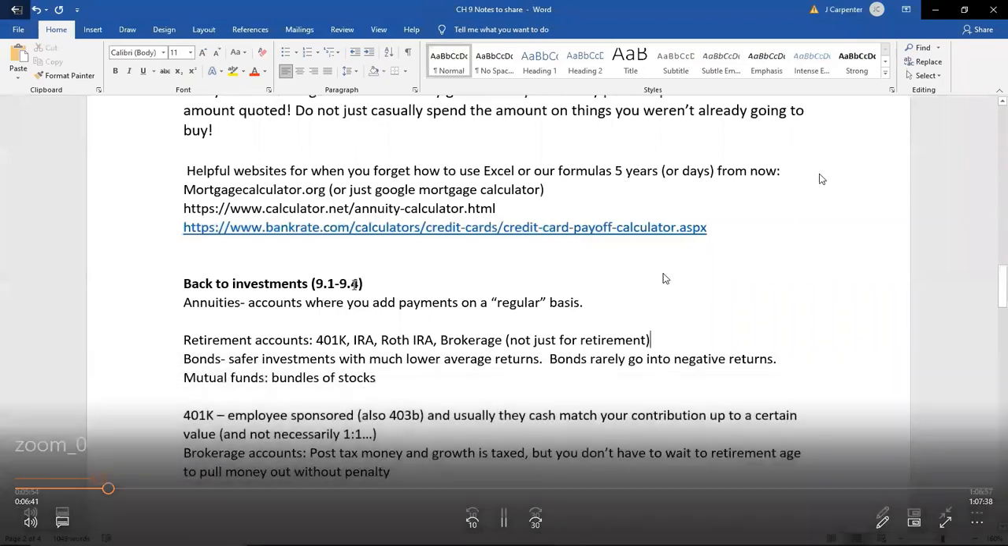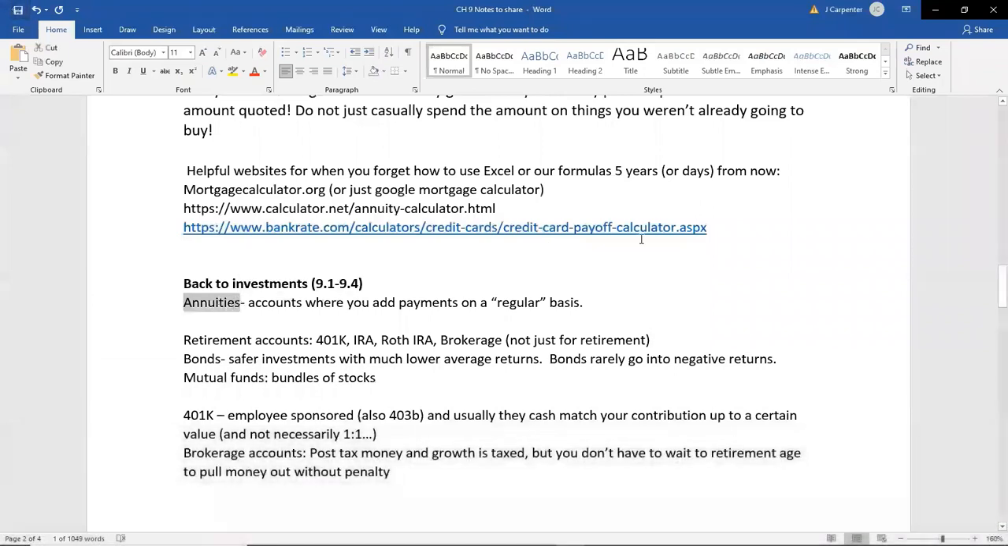And here we go. This is an Excel section that we just do not need to cover. You've heard me mention this word a few times already. We talked about it and used a formula with it last time and used a website with it last time. But let's just take a little bit more time to discuss that. Annuities. This is an account where you add payments on a regular basis.